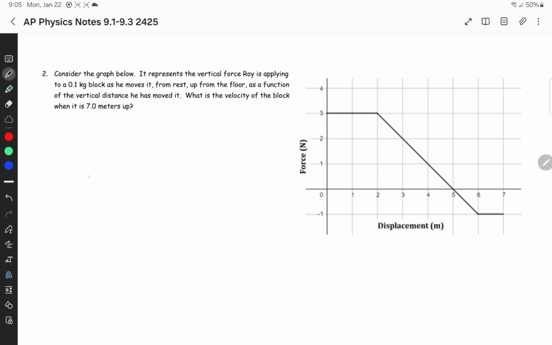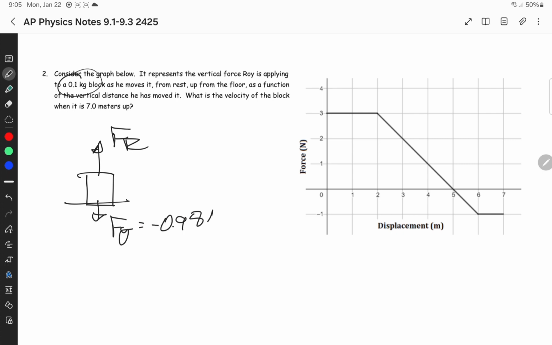So it looks like we've got this block that's sitting on the floor. We've got this upwards force of Roy, which is given from the graph, and we've also got gravity. It's a 0.1 kilogram block, so our force of gravity is going to be 0.1 times 9.8, so that's negative 0.98 newtons. All right, and so here, again, it's asking about the velocity of the block.